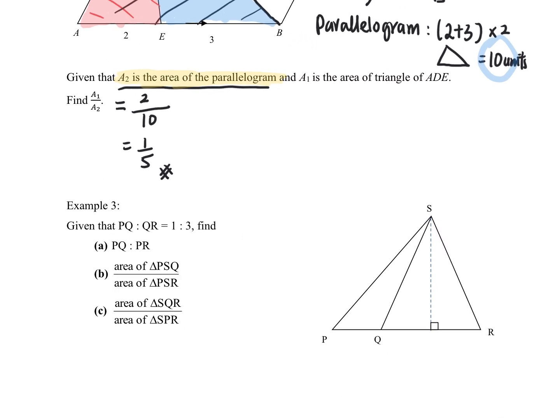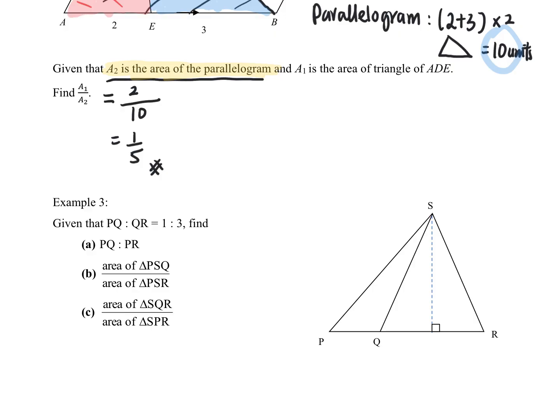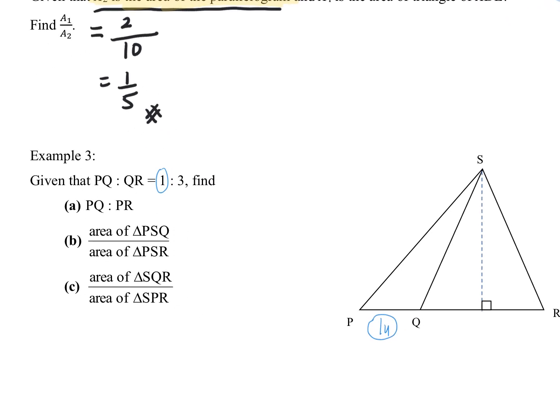Okay, then now let's look at it for real. They say PQ is 1 unit. So let's call this 1U. We don't need the actual length, we just need to know the ratio, right? And then QR is 3U. So this part here is 3 units. This part here is 1 unit. So the question asks you, what is the ratio of PQ is to PR? 1:4. So this one is done, because you combine the whole thing.